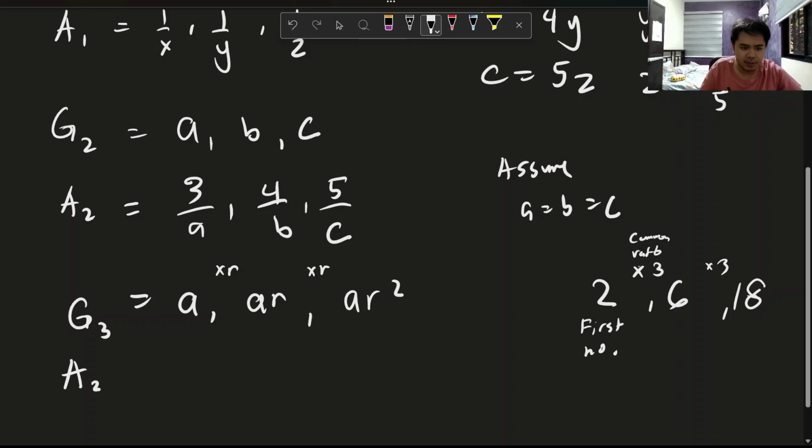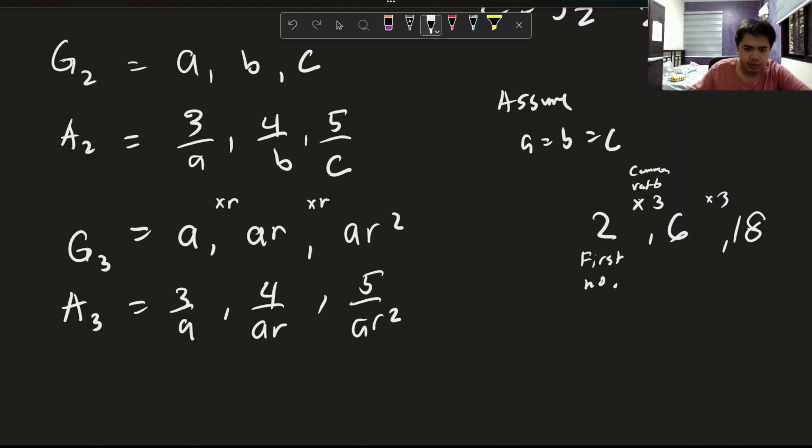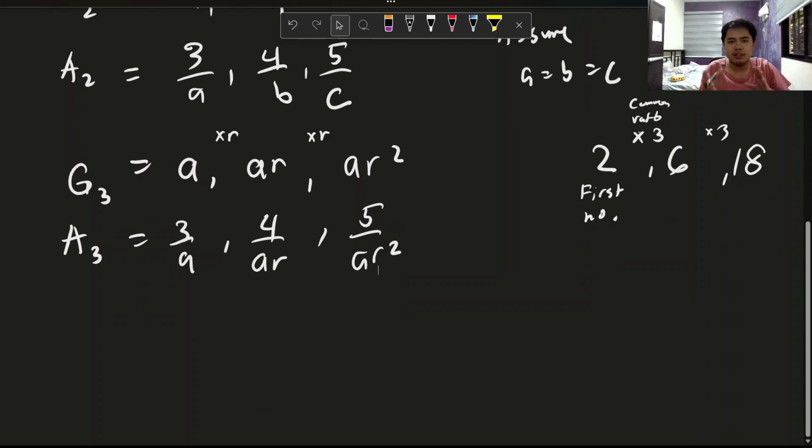Now what does this do for the arithmetic sequence? Look at this. 3 over A remains 3 over A. 4 over B, well, B is now equal to AR, so that's going to be 4 over AR. 5 over C becomes 5 over AR squared. Now, let's make the denominators the same. AR squared seems to be the LCD, the least common denominator. So let's put AR squared on the denominators for each of them.